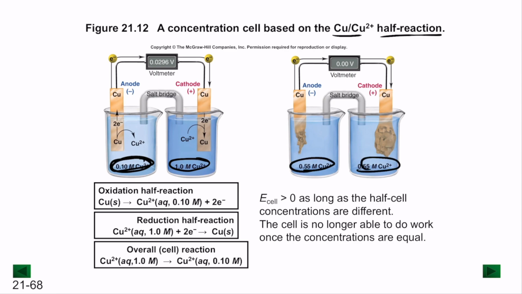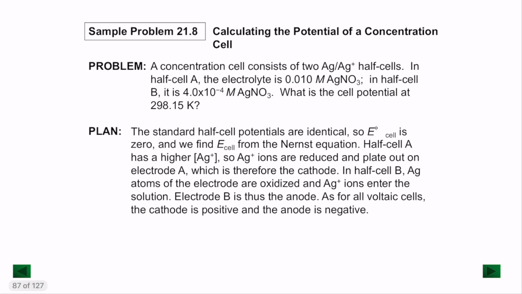When both jars reach equal concentration, the voltage will become nearly 0. So the cell here will no longer be able to do work once the concentrations become equal. So let's take a problem.